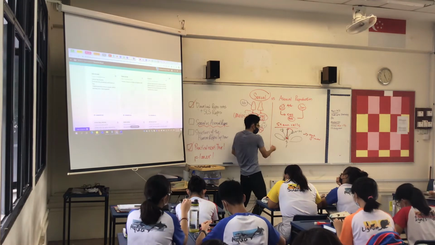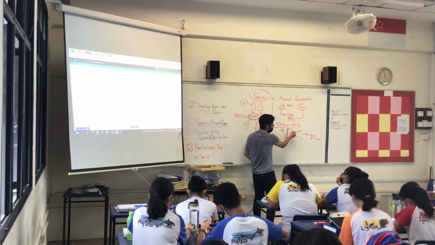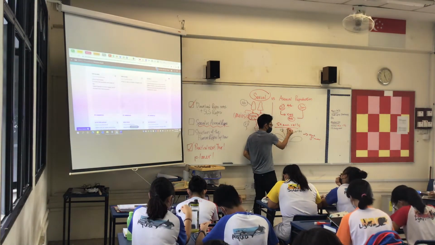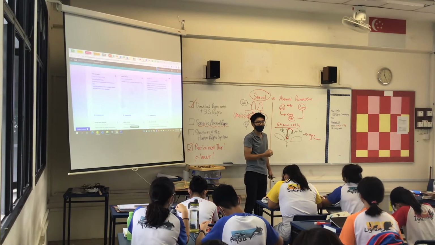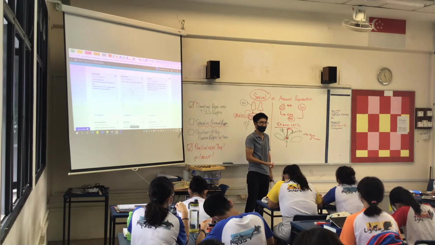And therefore, if you look at a flower, if the pollen grain from its own flower lands on itself, and the sperm and the egg fuse with each other, that is still sexual reproduction, not asexual. Okay?